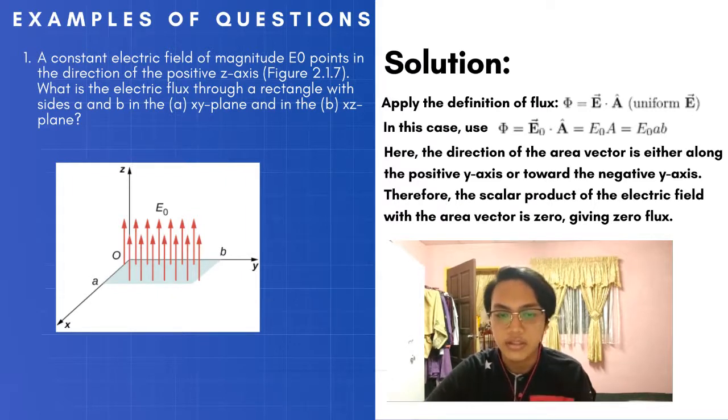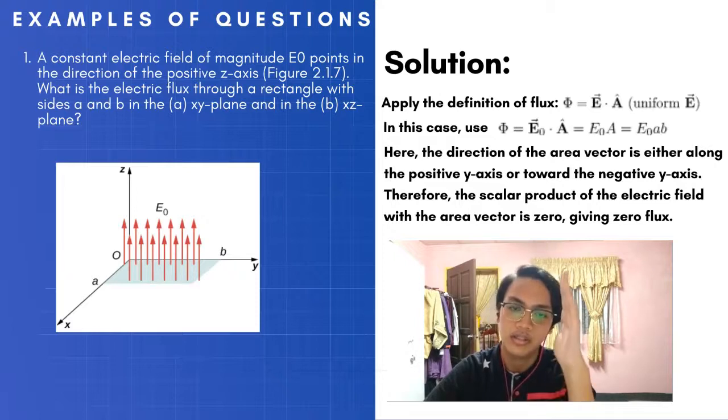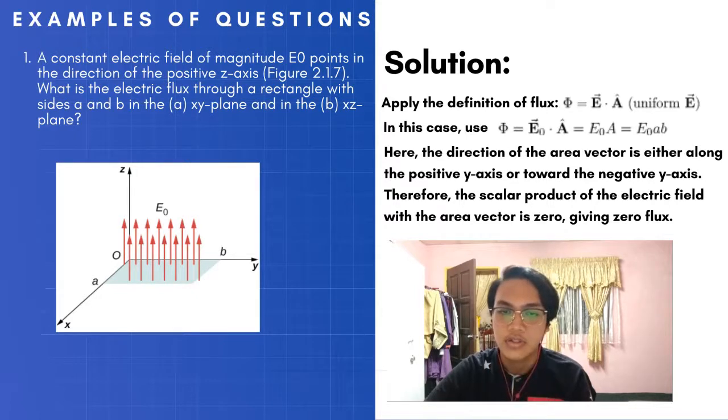For B, we can see that right now the E node points are along the surface, the exact surface. Because it is along the surface, it is cos 90, and cos 90 is equal to 0, so therefore it has 0 flux.